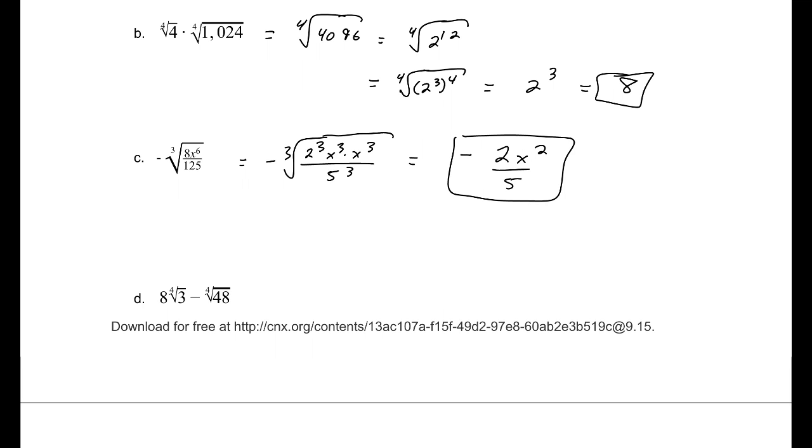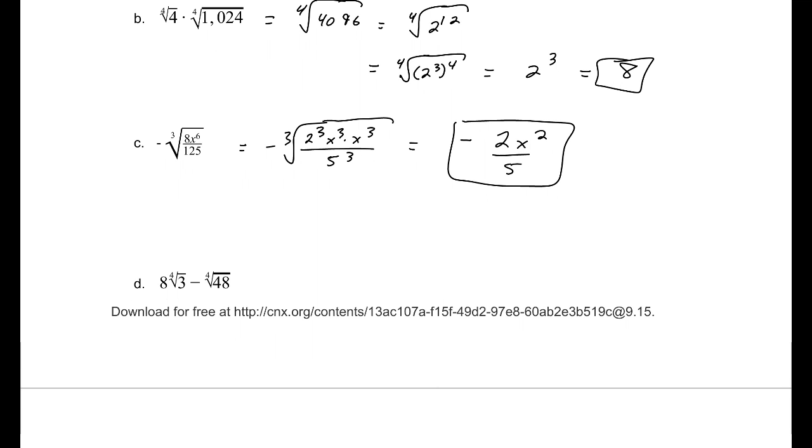All right, part D. 8 times the fourth root of 3 minus the fourth root of 48. So 48, in its prime factorization, because we can't factor 3, is 2 to the 4th. Fourth root of 2 to the 4th times 3. So that's 8 times the fourth root of 3 minus 2 and the fourth root of 3. We have the same radicals there. So this is 6 times the fourth root of 3.